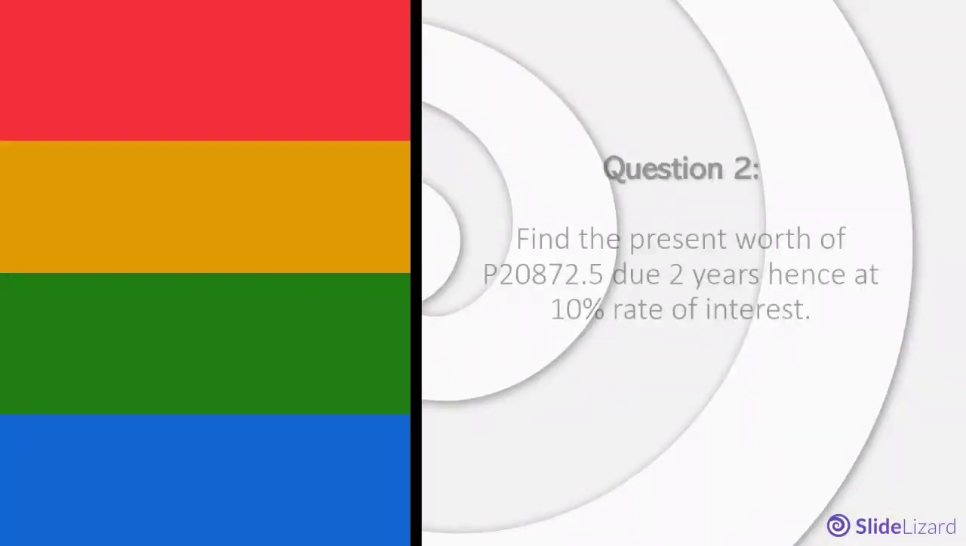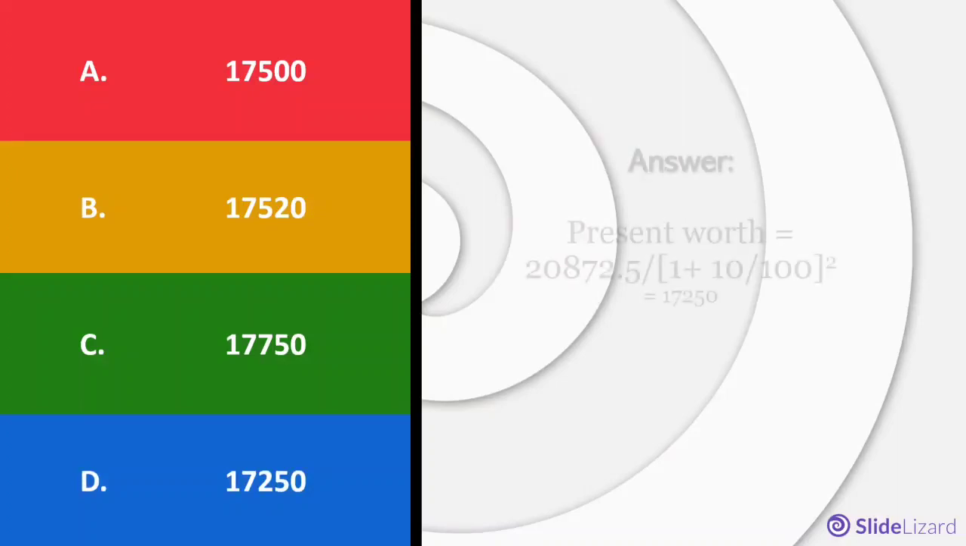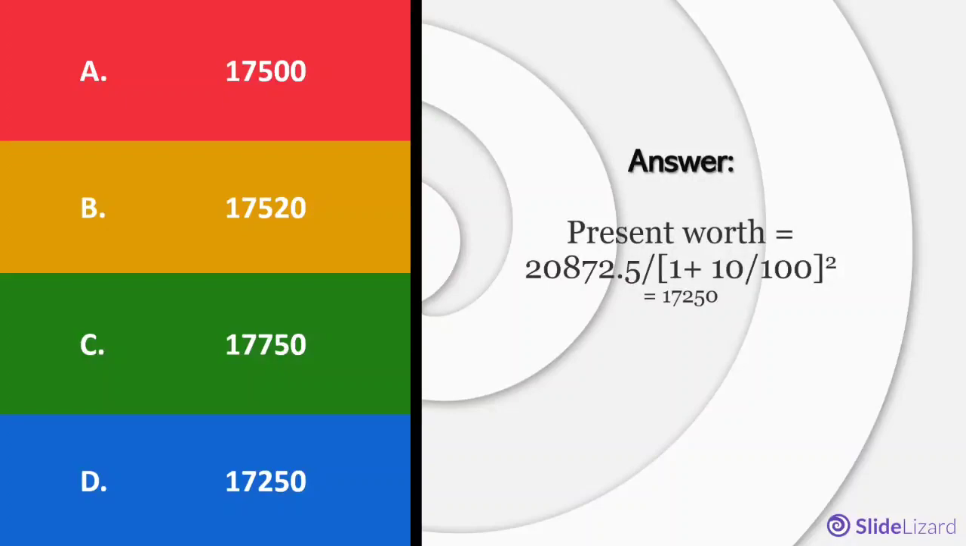For question number 2, find the present worth of 20,872 and 50 cents due in 2 years, hence at 10% rate of interest. A. 17,500, B. 17,520, C. 17,750, and D. 17,250. The answer is 17,250. So that's letter D. Congratulations for getting 2 out of 2.